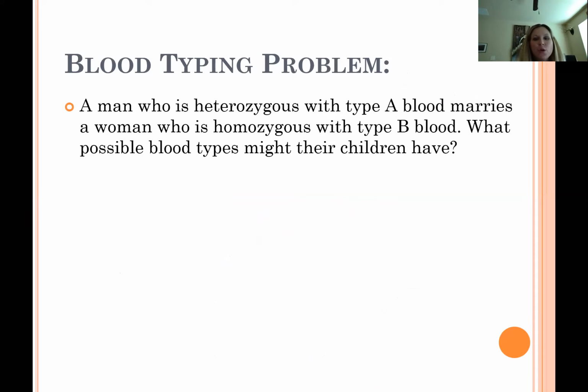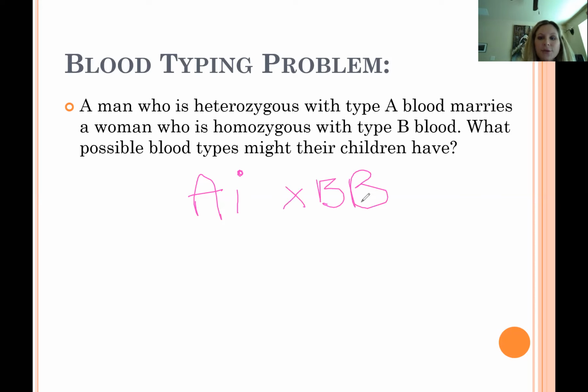A man who is heterozygous for type A blood. Look back at your chart. What does that mean to be heterozygous for type A? So they're type A, that means there's no Bs. But they're heterozygous, so that means they're not big A, big A. If he was homozygous for type A blood, he would be big A, big A. But he's heterozygous. He has the A and then the recessive, silent one. He marries a woman who's homozygous with type B. If she's homozygous for type B, that means she has both Bs. What possible blood types might their children have?